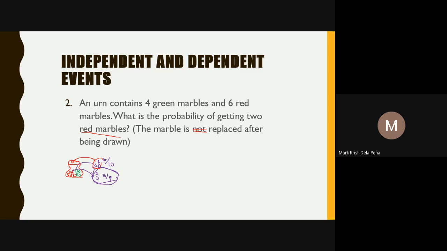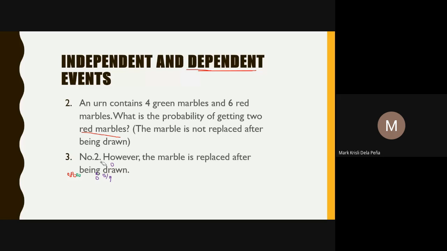Here, in this problem, since the marble is not replaced or placed back in the urn, the probability of the marbles inside the urn is affected by the first draw. So these are dependent events. As I have said earlier, when the marbles are replaced after drawing, these are now independent events. Number 1 and number 2 are dependent. Number 3 is independent events.